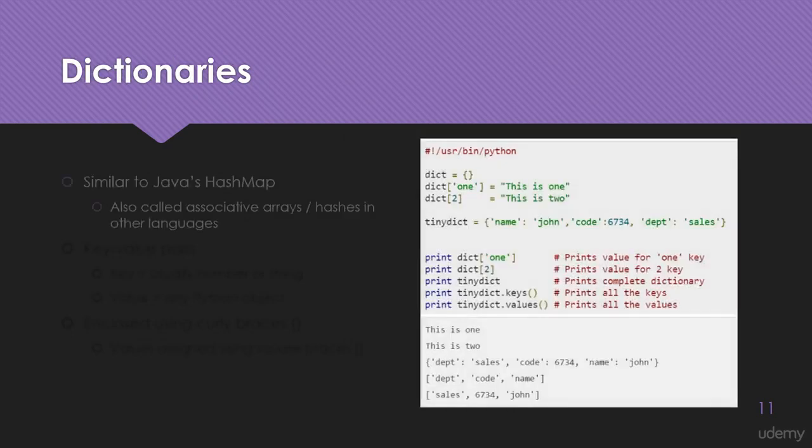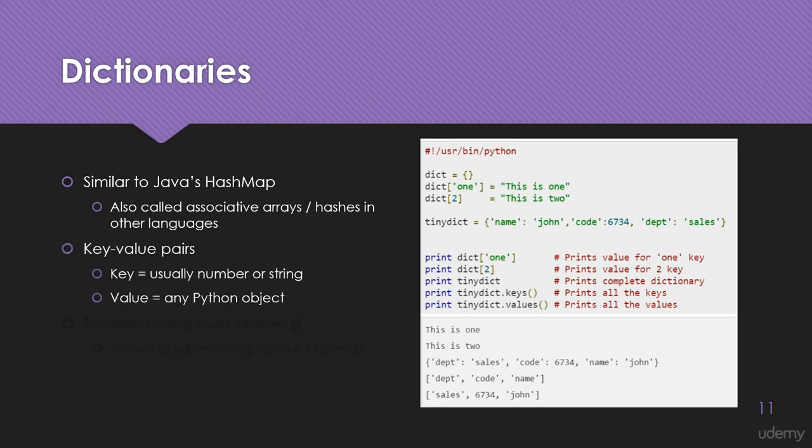Dictionaries. It's very similar to Java's hash map. Dictionaries are also called associative arrays or hashes or hash tables in other languages. What this does is it's similar to arrays, where you have a list of elements, except that here you can use a dictionary to look up one value from the other. This is very useful for building key value pairs, where you have a key, which is usually a number or a string, and a value, which can be any object really. You know the key, and you use the key to get the value.